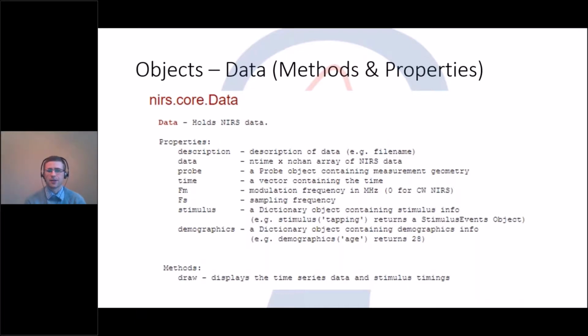The probe is going to be your source and detector layout. Usually in a NIRx system that's done with NIRSite, which creates a probe info file. The time is simply converting your frames to seconds. FM means frequency modulation. If you're doing continuous wave NIRS, which all NIRx systems are, that will be blank. Your sampling rate is next. Stimulus will be all of your event markers, and that actually has several fields in and of itself. And then finally, you'll have demographics, like age, male, female, etc. And then you can draw your data, which is plotting it.